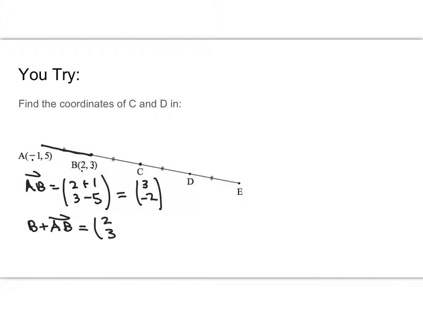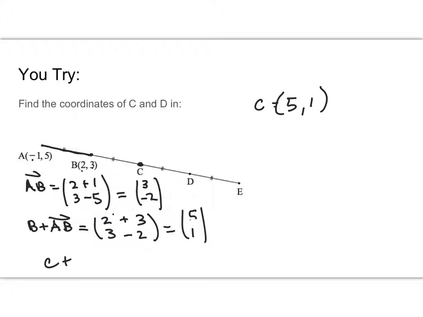So B is 2, 3, and if I add my components, I end up with 5, 1. So coordinates of C is going to be 5, 1. All right, and then D is point C plus that vector A to B, because it's the same distance. So since C is 5, 1, and I add vector A to B to that, I get 8, negative 1. So those are the points for D.